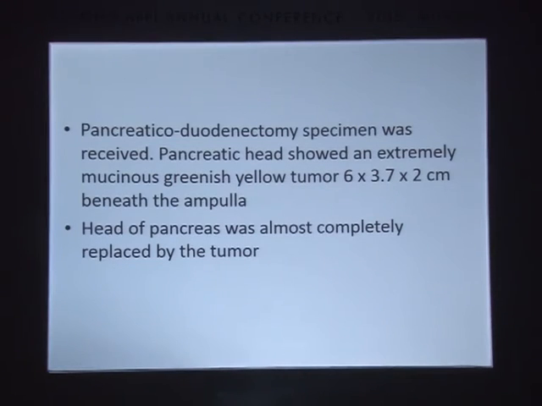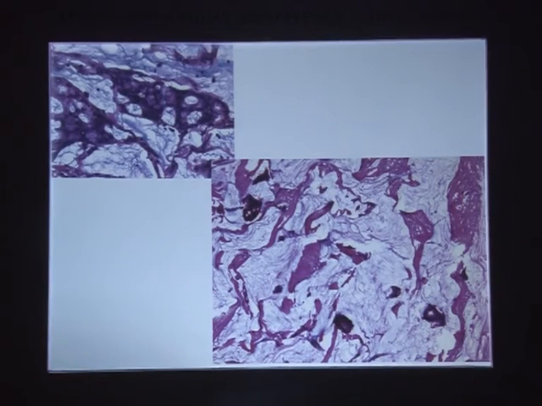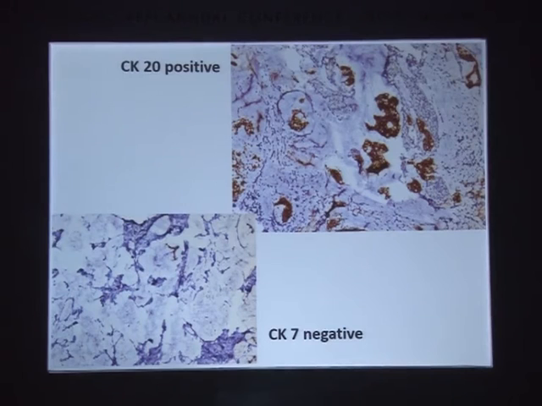Fortunately, this patient was operated at our hospital, and we received a pancreaticoduodenectomy specimen. It showed a 6 by 3.7 by 2 centimeter tumor in the head of pancreas, and it showed a classical morphology. It had these tall columnar cells with fibrous strands and abundant extracellular mucin with these tumor glands floating in them, like a colloid carcinoma. Typical morphology of colloid carcinoma we saw. And this tumor was CK positive, CK20 positive, CK7 negative.